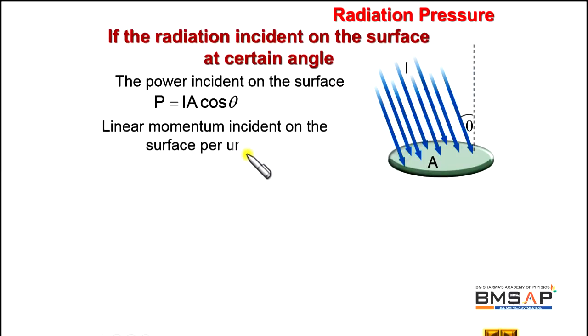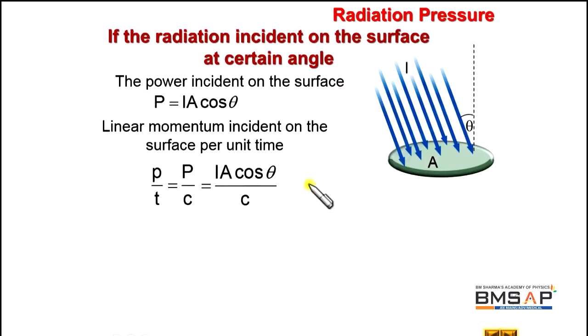Now, the linear momentum incident on the surface per unit time will be power divided by C. So, linear momentum incident, small p divided by t, equals capital P divided by C. And we know capital P is IA cos theta. So, it is IA cos theta divided by C, right.